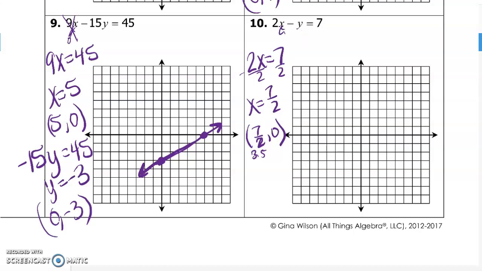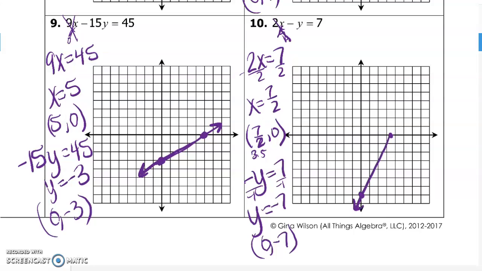Then I plug 0 in for x, which again makes it go away. Negative y equals 7. So divide by negative 1, y equals negative 7. So 0, negative 7 is your ordered pair. So 7 over 2, which is 3.5, so you're going to go right in between there. And then negative 7. And we connect those two dots. And that's it.